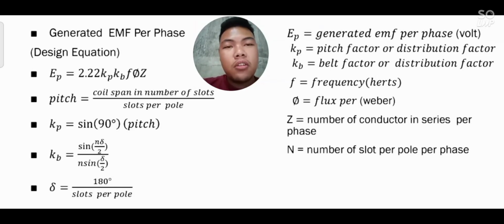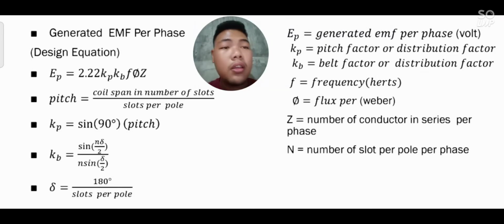Pitch equals coil span in number of slots over slots per pole. K sub P equals sine of 90 degrees times pitch. K sub B equals sine of n times torque angle over 2, over n times sine of torque angle over 2. The torque angle is equal to 180 degrees over slots per pole.